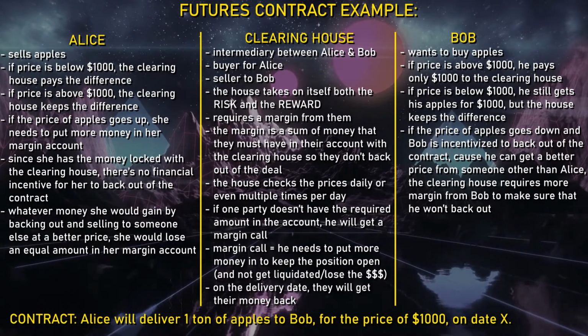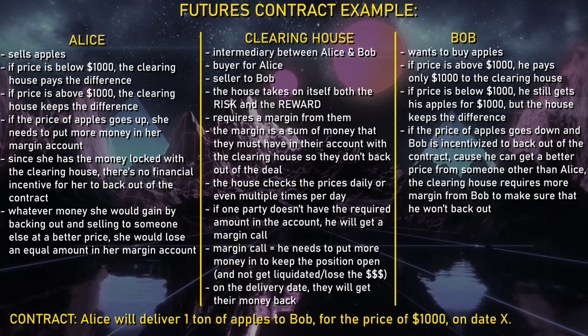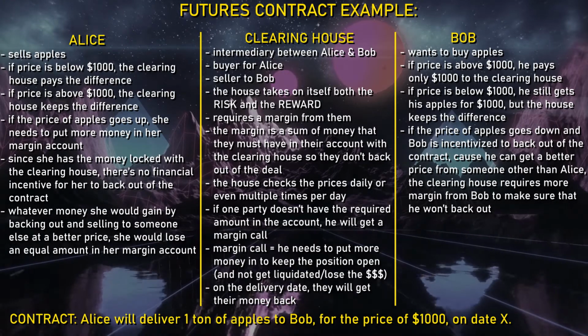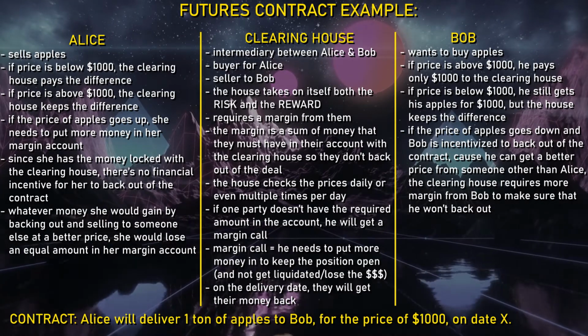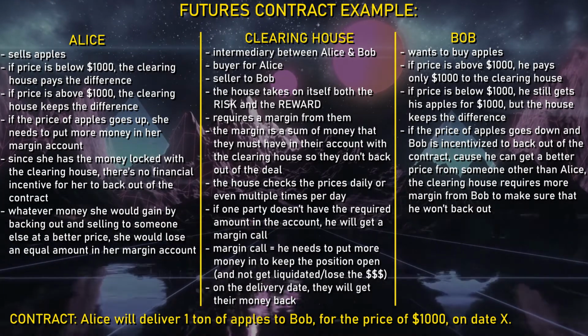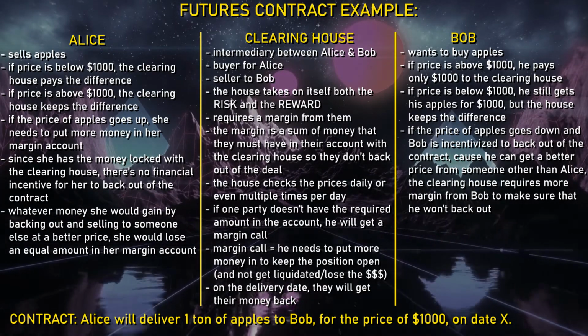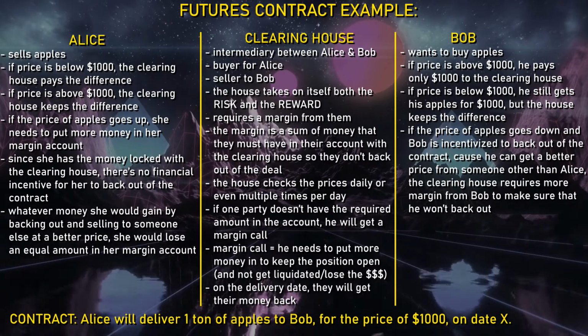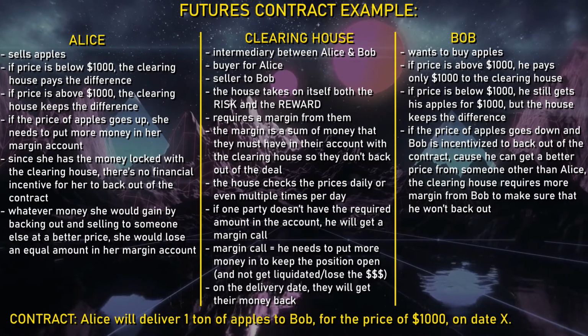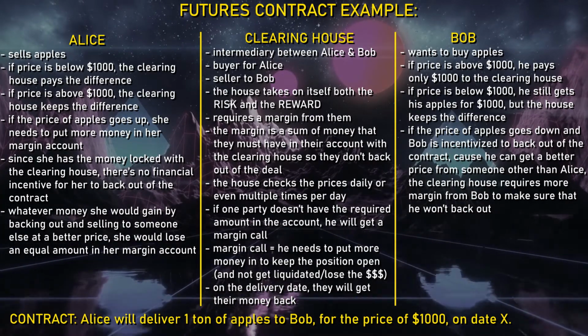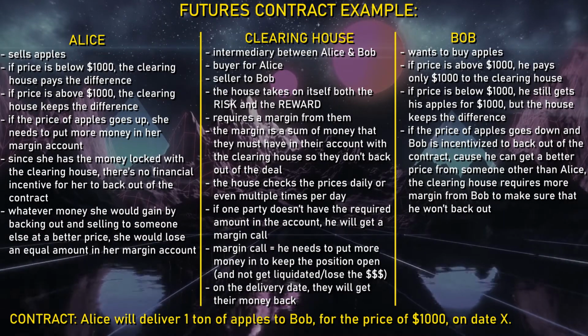Keep in mind that in the real world, Alice and Bob don't meet each other. Neither of them knows about the other's existence because everything is transacted on an exchange and it goes through the clearinghouse. This distinction is important because later we'll look at another type of derivatives called forwards, which are very similar to futures except they are not traded on exchanges.